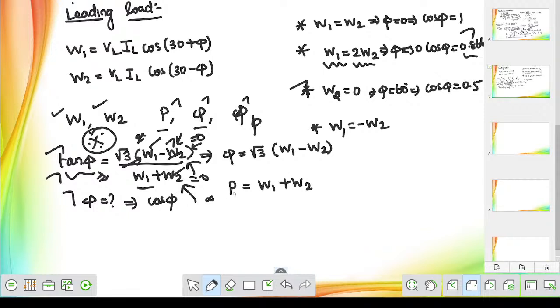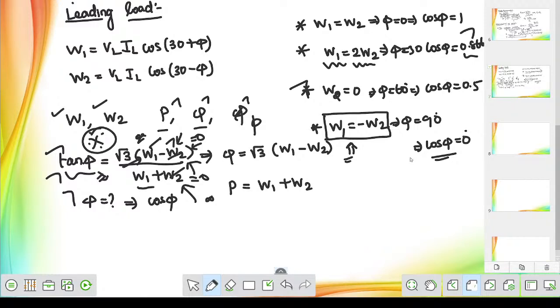So phi equals tan inverse of infinity. That will give you 90 degrees. From this we can say the value of power factor cos phi will be 0. So when wattmeter 1 and wattmeter 2 are reading the same value but with the opposite sign, it means the power factor offered by the circuit will be 0. So this formula you must remember, sir. That is the most important formula.